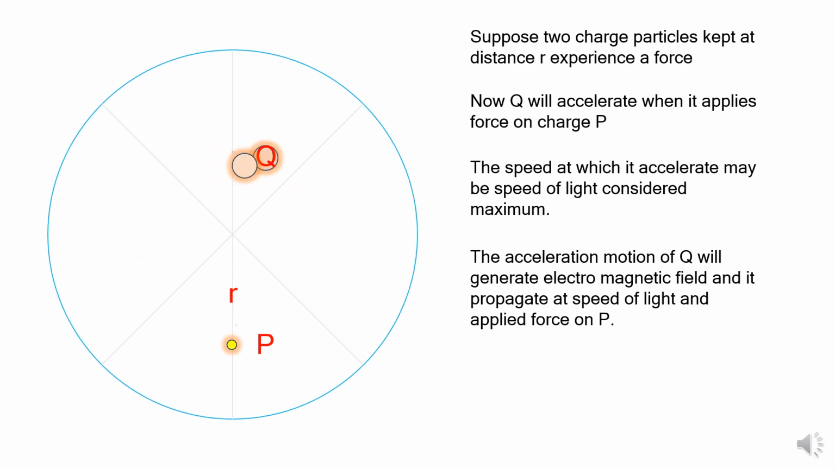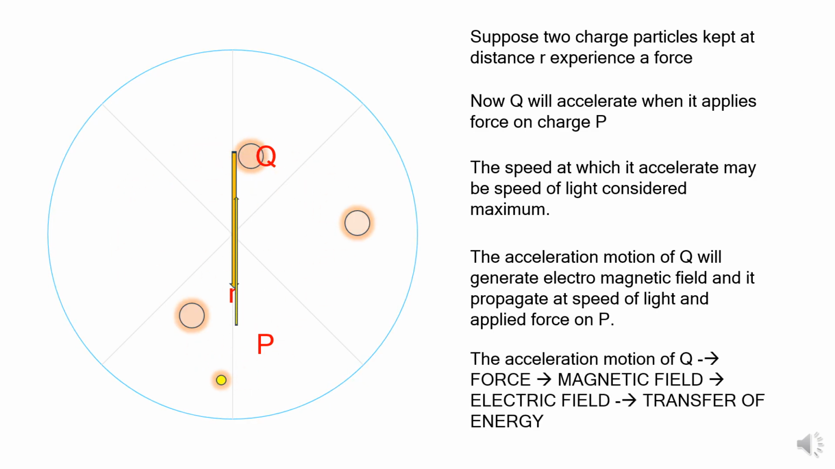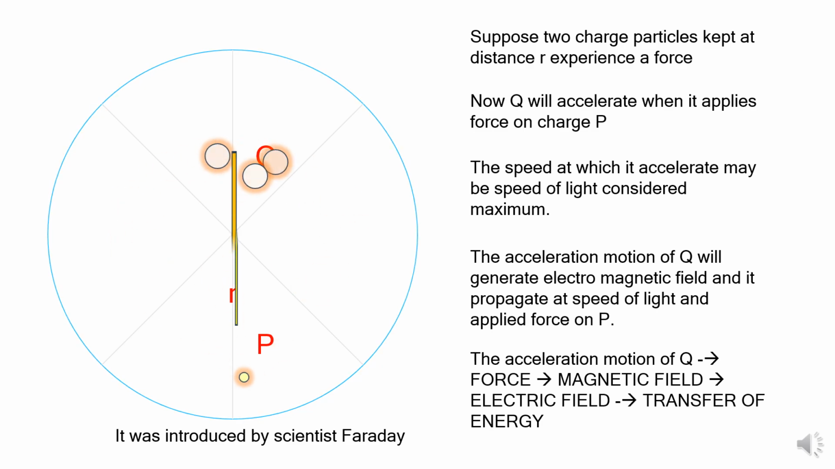Now because of this acceleration, you can see Q accelerates, and once Q accelerates, P also tries to accelerate from its own position. This is a beautiful arrangement. You can see because of the force, Q accelerates and generates the magnetic field. It propagates at the speed of light. The magnetic field is converted into the electric field, and this is because of the force. P also tries to move from its own position, and that is called a transfer of energy. This particular transfer of energy was first introduced by scientist Faraday.